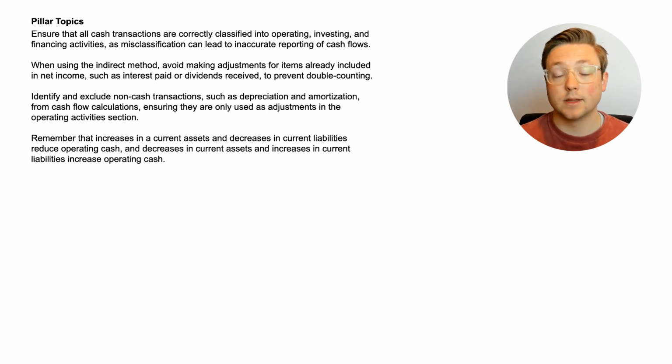And then finally, I think this is the thing that's hardest to remember and is the thing that you will probably get wrong the most if you're not careful. You have to remember that increases in current assets and decreases in current liabilities reduce operating cash. So an increase in accounts receivable and a decrease in accounts payable would reduce operating cash. And decreases in current assets and increases in current liabilities increase operating cash. So it's kind of flipped, could be a little bit confusing, but just remember that's one of the pillar topics, and that's something that you need to remember to look for and make sure you adjust if that's necessary.